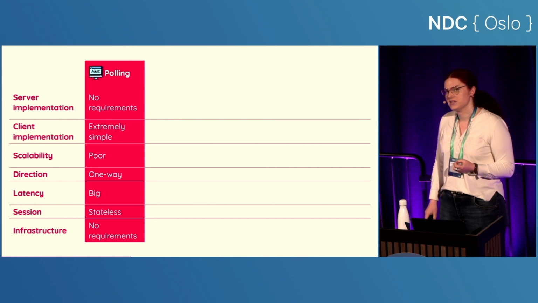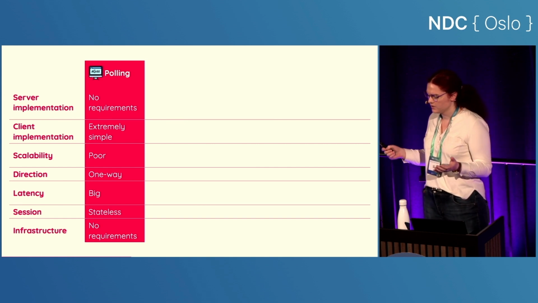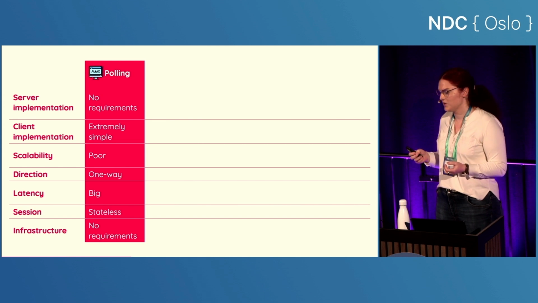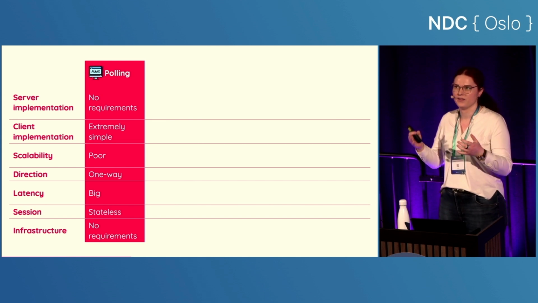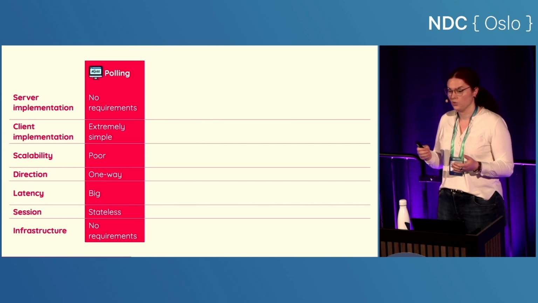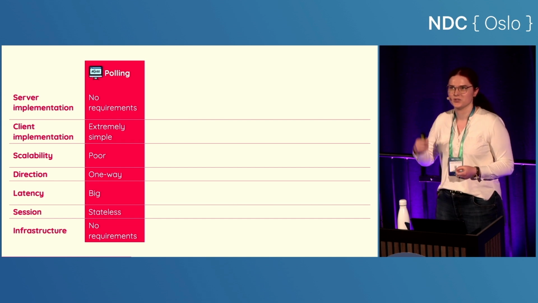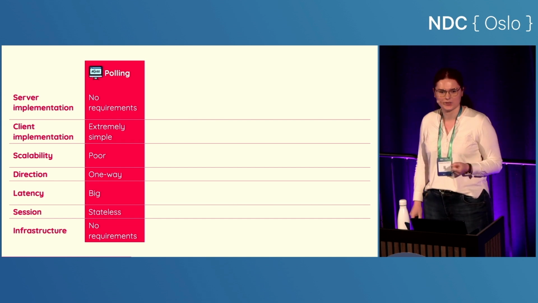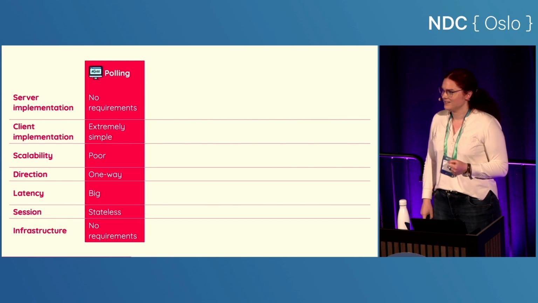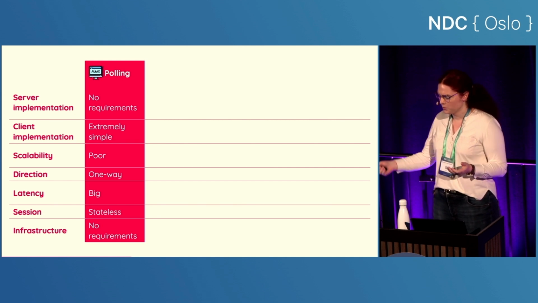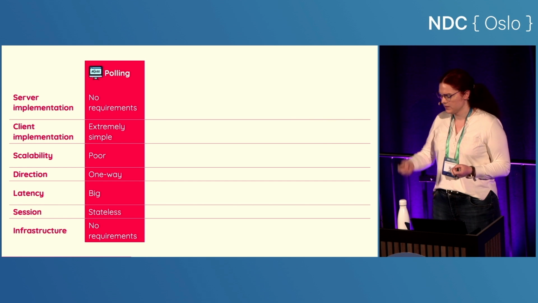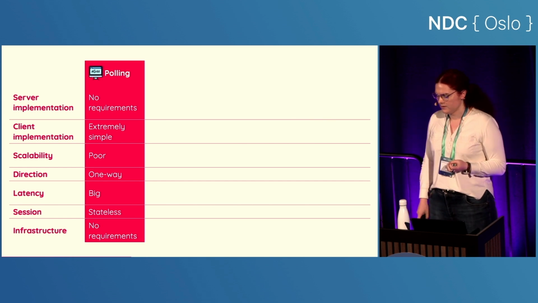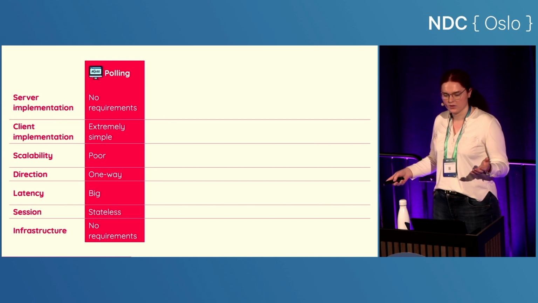And the client implementation is super simple. Everyone knows how to make a loop. Scalability is a bit poor because you put so much strain on your server. Imagine you have 1,000 active users or more, and they're all pushing and making requests to your server all the time. It's a good way to DOS yourself. The data direction at this point is one way, so you get data from the server to the client, and the latency has the potential to be big, and that kind of sums up polling for us.